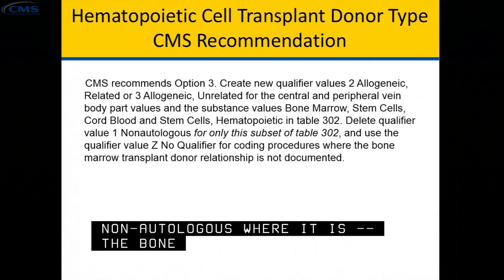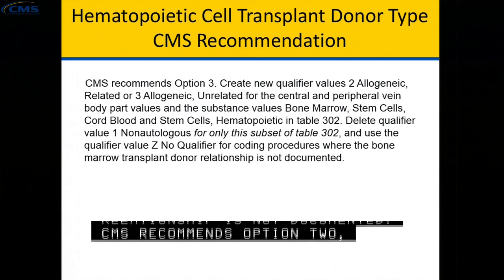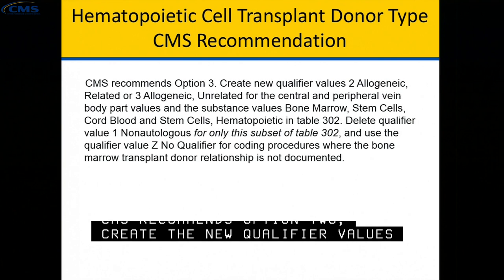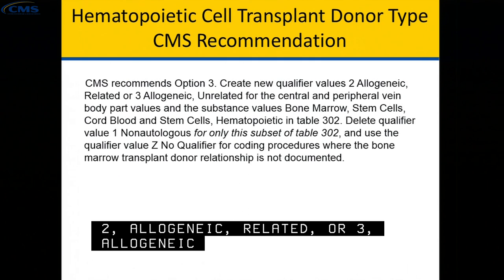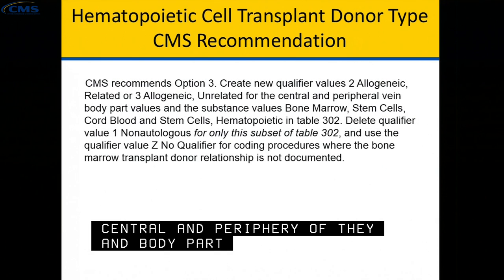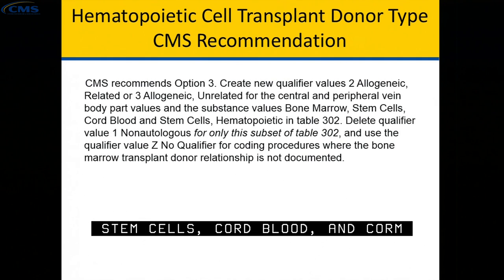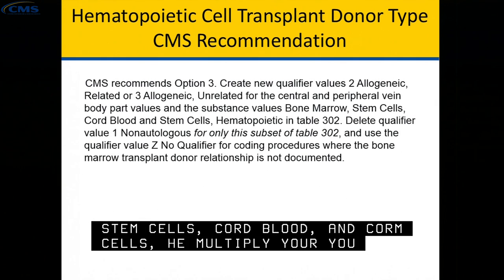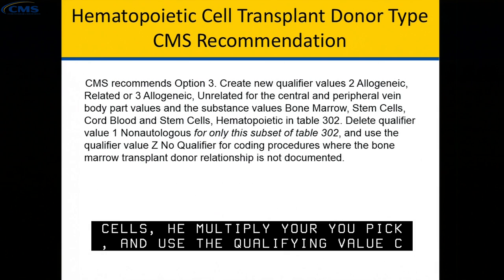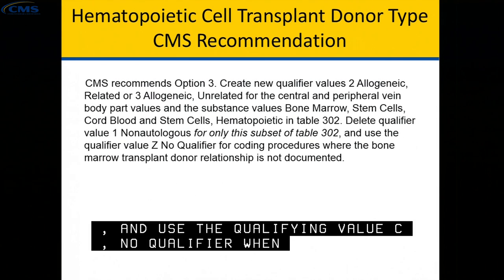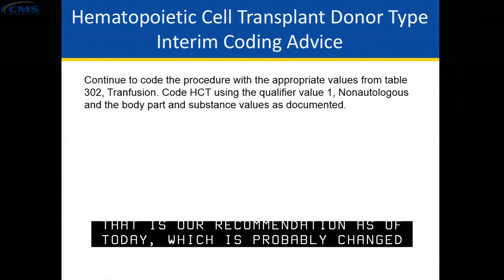Now, CMS recommends option three, create the new qualifier values two, allogeneic related, or three, allogeneic unrelated, for the central and peripheral vein body part values and the substance values bone marrow, stem cells, cord blood, and stem cells, hematopoietic, in table 302. And we would delete the qualifier one, non-autologous, for only this table 302, and use the qualifier value Z, no qualifier, for coding procedures where the bone marrow transplant donor relationship is not documented. That's our recommendation as of today, which has probably changed hourly. So we would greatly appreciate comments this morning and then later. And in the interim, we would just continue using the existing codes, which don't provide this information.